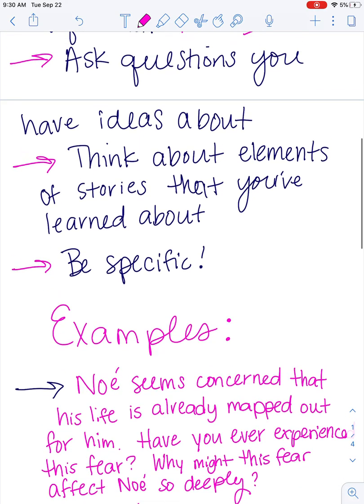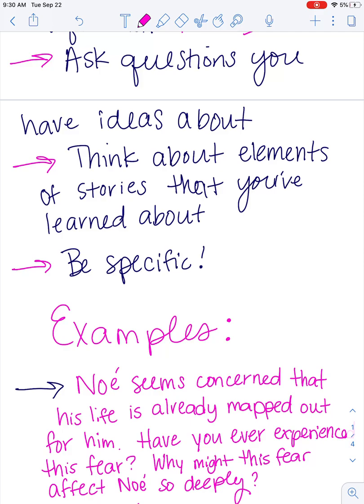First, I said, Noe seems concerned that his life is already mapped out for him. Have you ever experienced this fear? Why might this fear affect Noe so deeply? One of the things that is apparent really early on in the story is that Noe is really concerned about where his life is headed, what he's going to do, and what options are available to him. That seems like something really interesting to talk about. I have experienced similar anxieties, so I'm wondering if other people have. I would like to know what other people have experienced in relation to that.